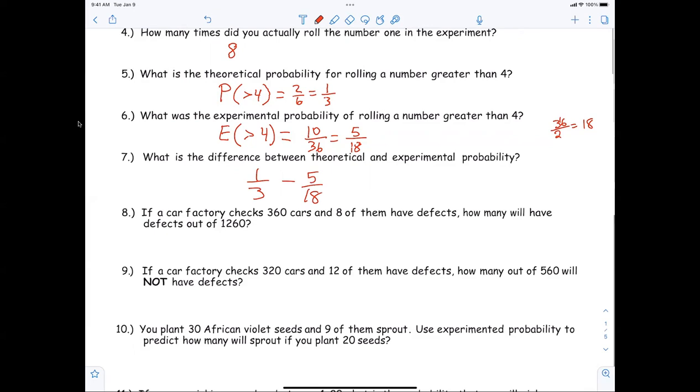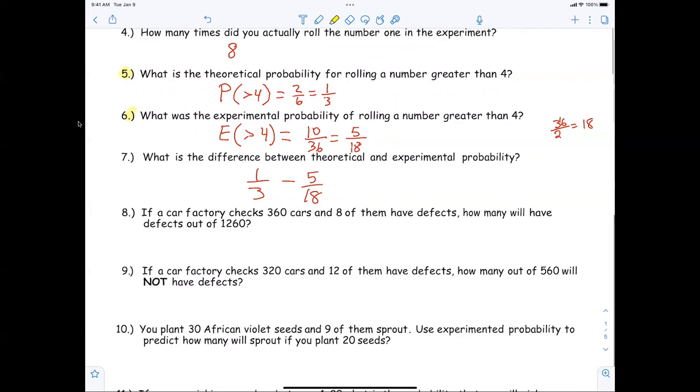I think we're just doing 5 and 6, right? Theoretical was 1/3. You with me? Of course. Uh-oh, now we have to do this subtraction without a calculator. So what do I need to do? No, without a calculator. Tell me, Carolyn.